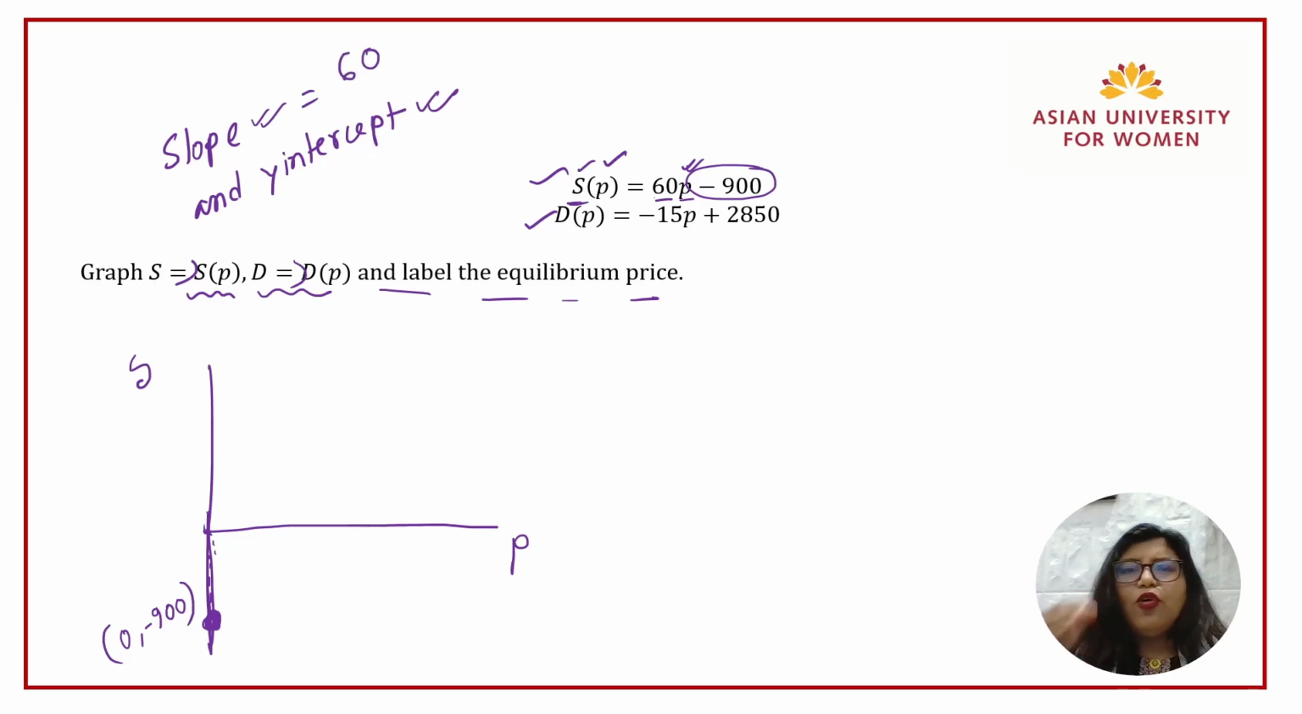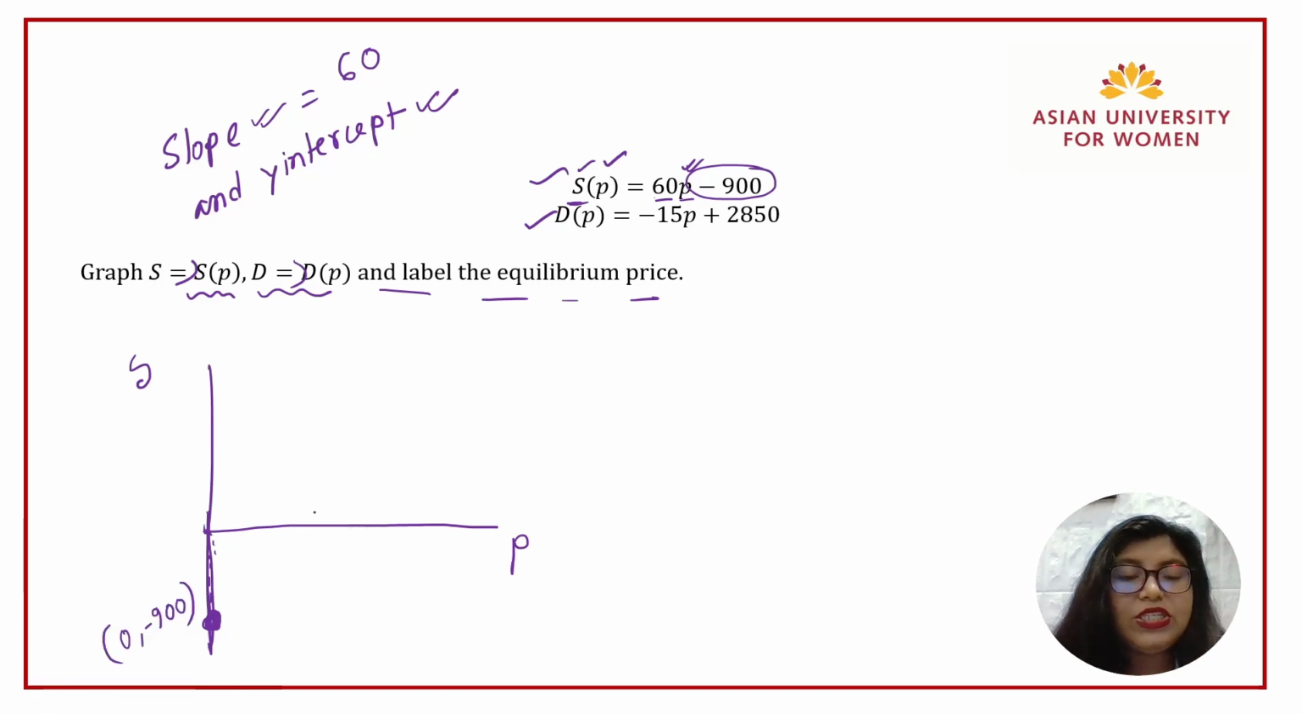Slope equal to 60 means that for every 1 unit change in x, there will be 60 units of change in y, right? That means when this 0 converts to 1, this minus 900 will rise by 60 units, because this is a positive slope. So minus 900 plus 60.